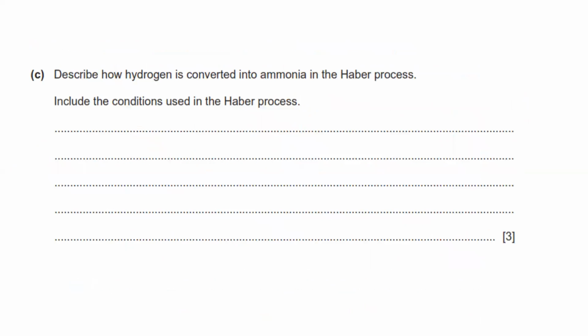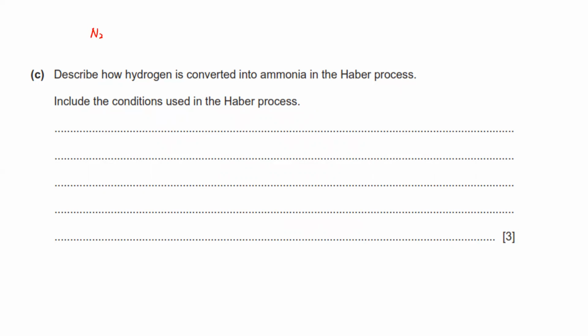Next question, question 5 part C. It says describe how hydrogen is converted into ammonia in the Haber process. Include conditions used in the Haber process. Okay. So a few things to remember. Just first try to write.